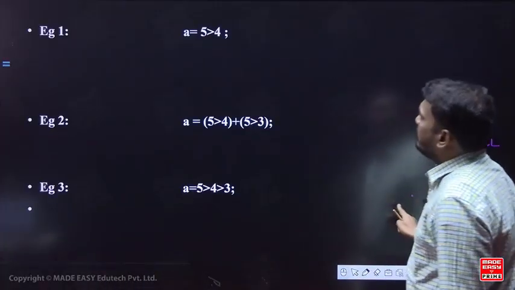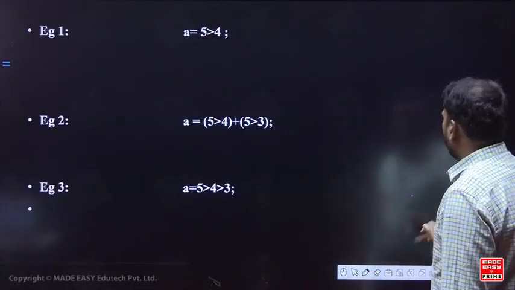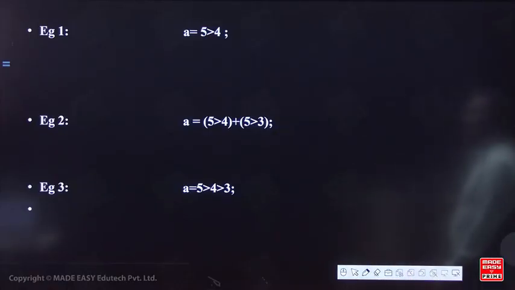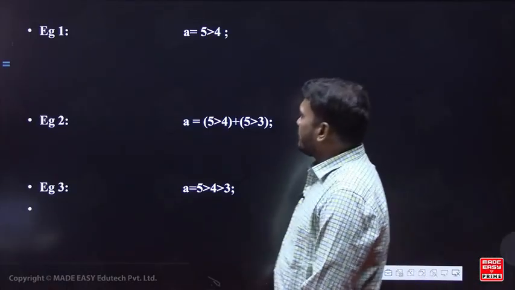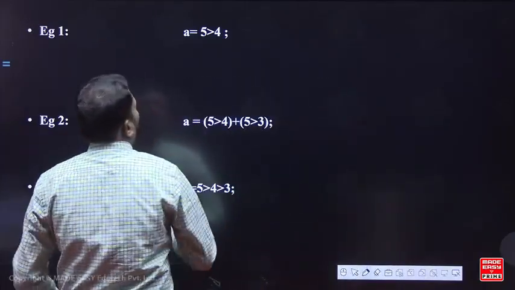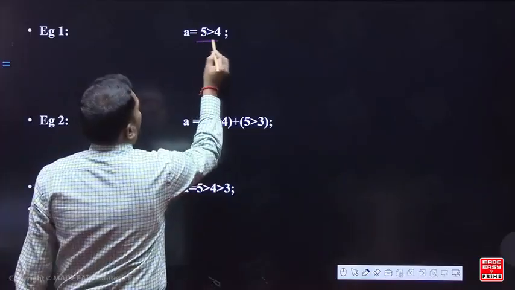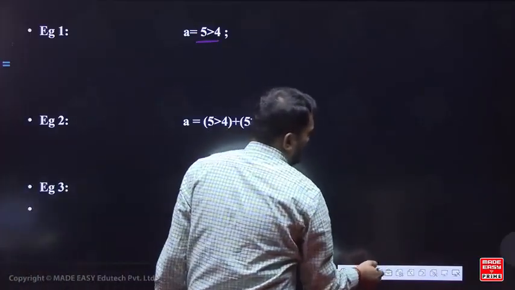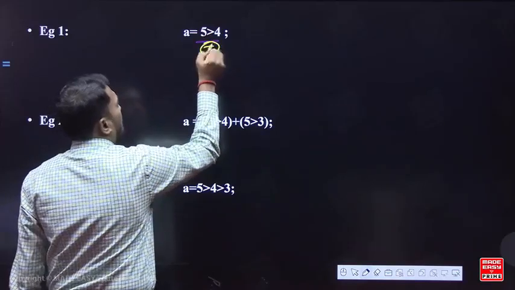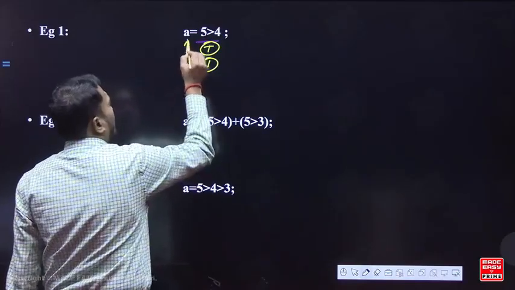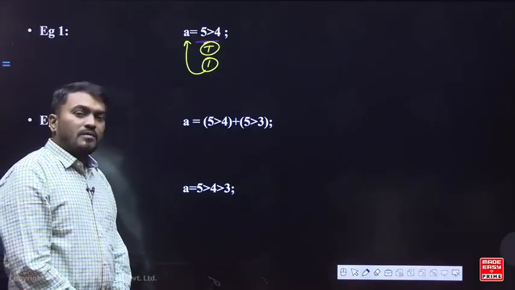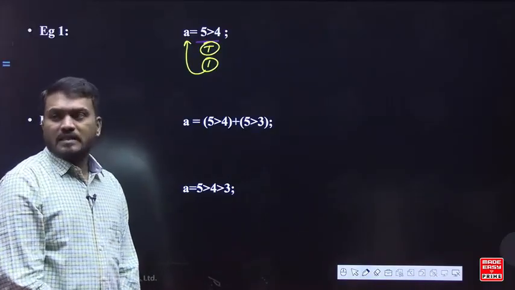Let's take a small example to understand what this means. The first example: A equal to 5 greater than 4. Is 5 greater than 4 true or false? True. If it is true, it returns 1, so 1 will be assigned to A. If you print A, 1 will be printed. Is that clear for everyone?